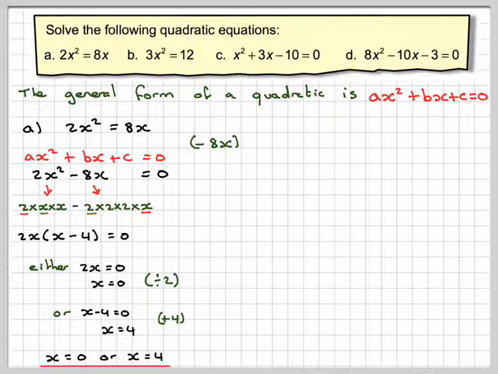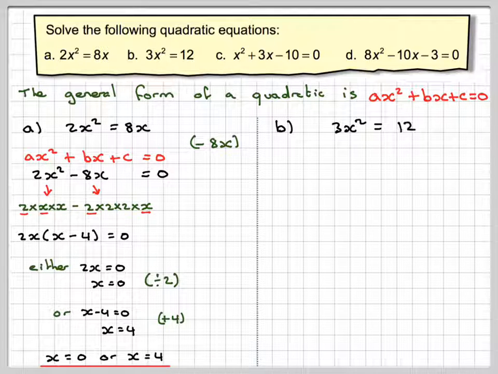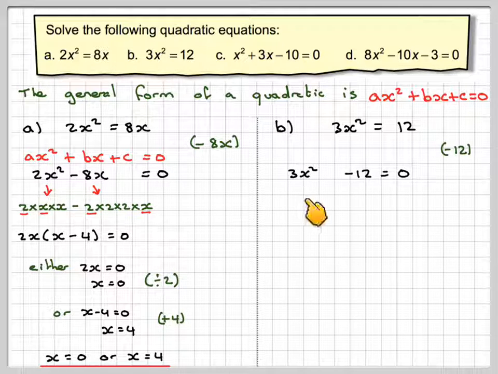And if you think back to the graph problems that you've done, you would have seen in the two examples that the graph cut in two places. The next case is we've got 3x squared is equal to 12. So again, taking 12, we're going to get 3x squared minus 12 is equal to 0.